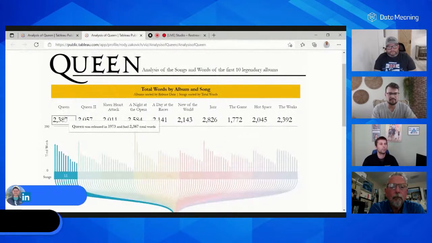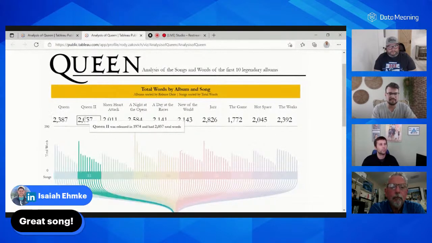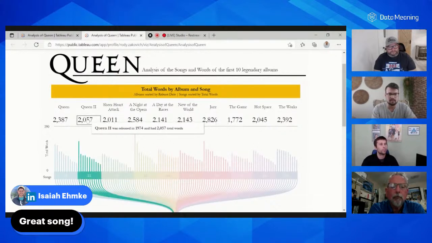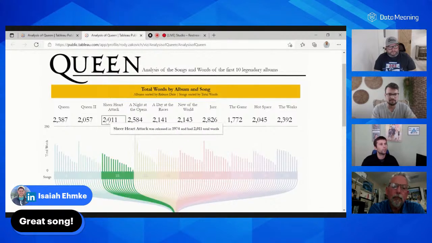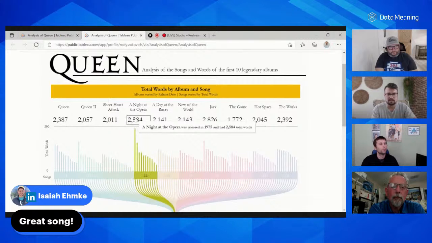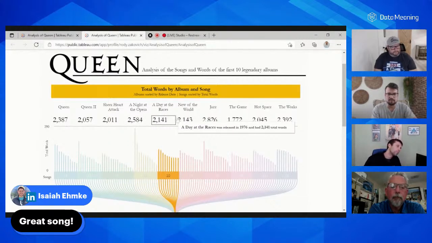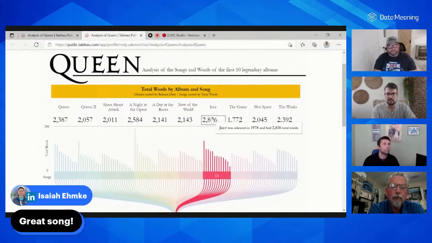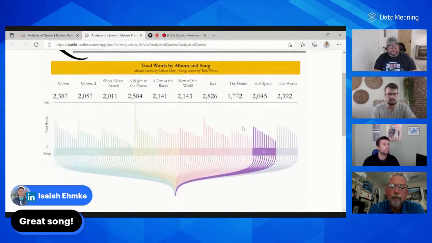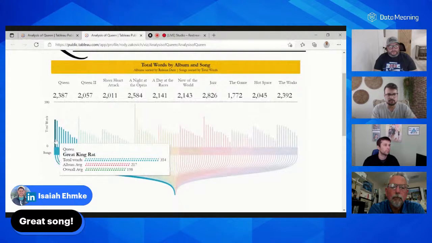This one was in 73, and this one's interesting. This is their largest album with 15 songs, and they made it the same year as Queen 2. So they put out 26 songs essentially in the same year. If you go through, you can see how many words each album had and the year it was produced. And when you come down here, it'll show you from greatest to smallest the different word count per song.